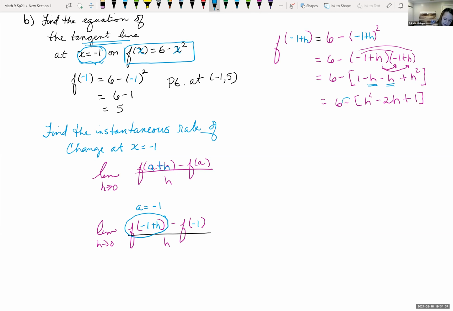This minus sign outside needs to be distributed to each term. And so this is equal to 6 minus 1 times h squared is minus h squared, negative times -2h is plus 2h, and negative times +1 is -1. So let's simplify that. Combining like terms, I see that I have a 6 minus 1. So 6 minus 1 is 5, minus h squared plus 2h.